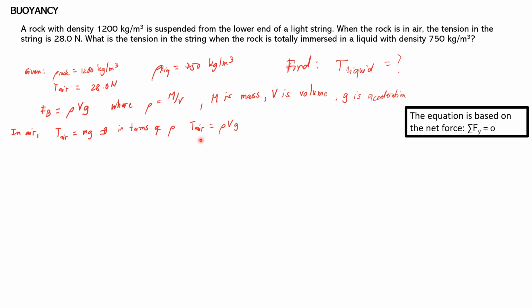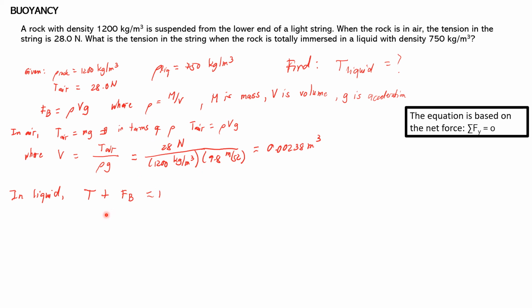Okay, so in terms of density, since all the given here is in terms of density, we can write the tension in the air as equal to density times volume times gravity. So mass is equal to rho times the volume. And here we can have the volume to be the tension in the air over rho times the gravity. So we just manipulate this equation. And this is equal to 28 newtons over the density 1,200 kilogram per cubic meter times the 9.8 meter per second squared, and this is equal to 0.00238 cubic meter.